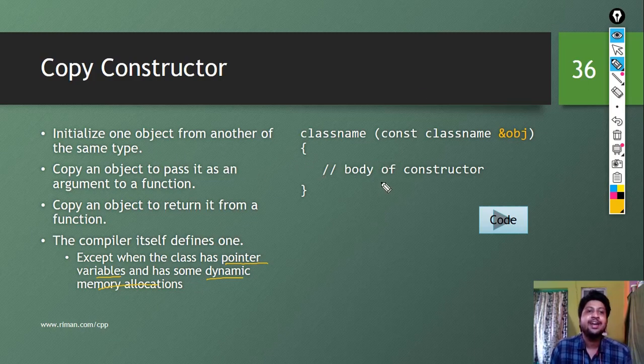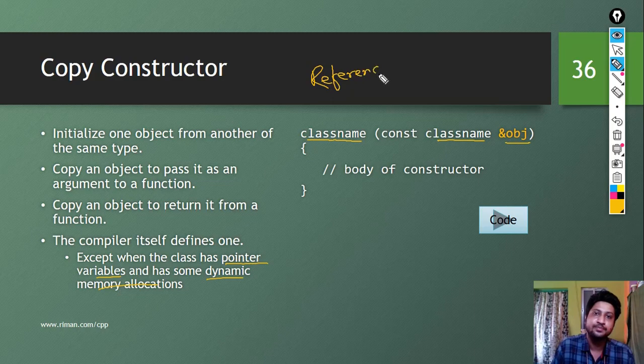So how can we write, or actually create, a copy constructor? For that, the formula is simple. No return type, the constructor name will be the class name, and inside that we have to pass the object. Passing an object is very simple: class name and object name. Now this is a tricky one. Why are we using the reference here?